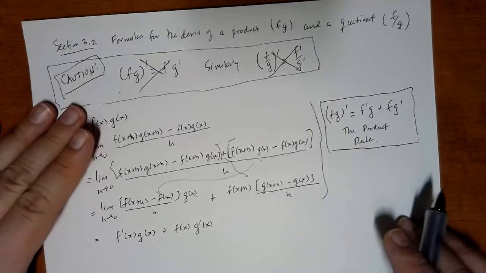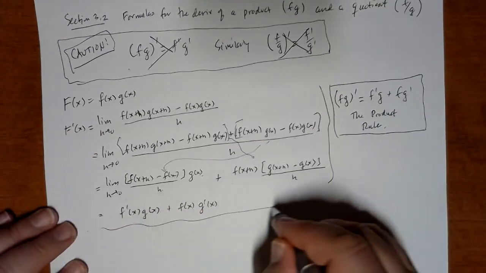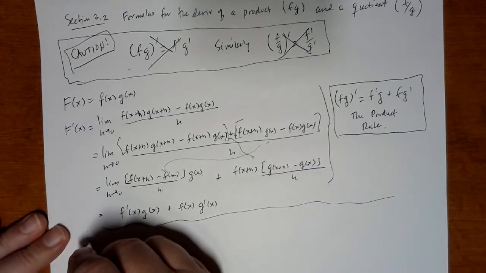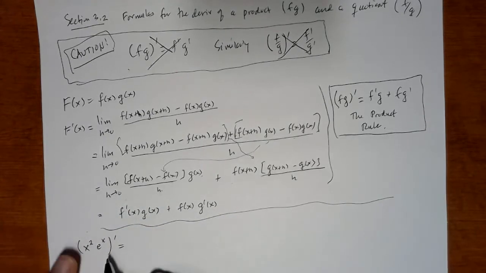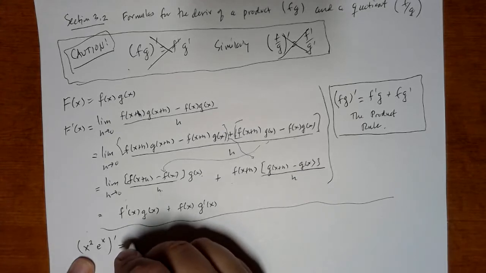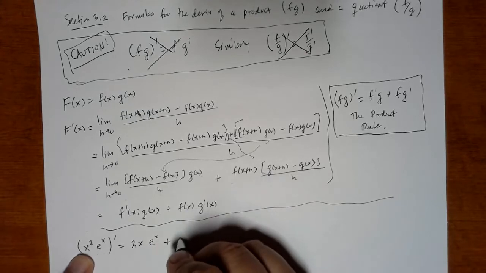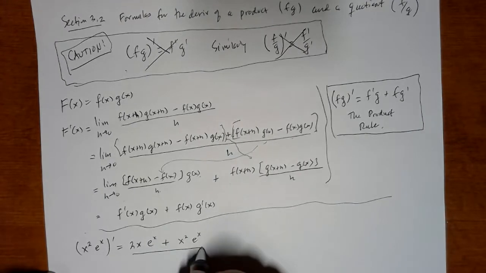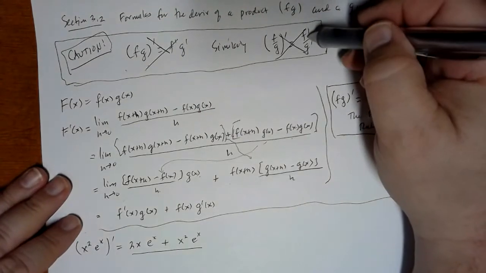So how would you use the product rule? Let's do a quick example before we go on to the quotient rule. Suppose I want to differentiate x squared times e to the x. The rule is: take the derivative of the first, which is 2x, times the second, e to the x, plus the first, x squared, times the derivative of the second, which is e to the x. So there is my derivative. Good. We're going to get more complicated things than that in just a second. But let's move over to the quotient rule.